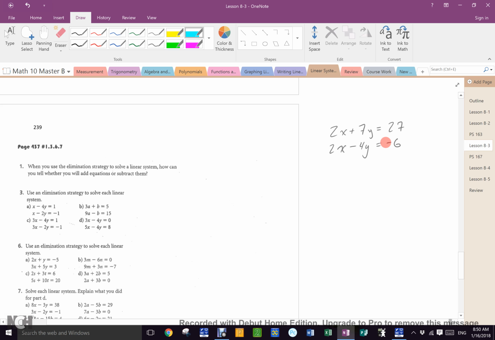11y. And what's 27 minus 6? 33. And see how I eliminated a variable there? By getting rid of one more step. So if they're the exact same, you can subtract as well. Is everybody cool?